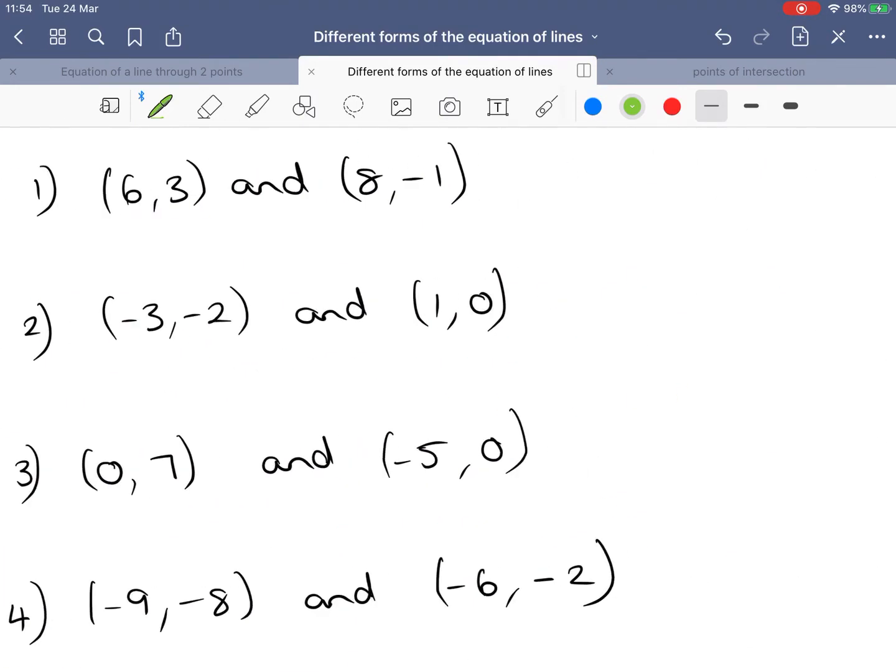Right. Have a go at these yourself. So again, I want you to write these in the gradient point form. Draw the sketch, work out the gradient. You can use either point if you want. In a second, I'll show you the solutions for both cases. So press pause and have a go.